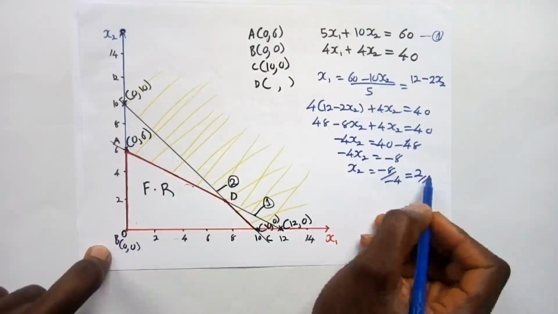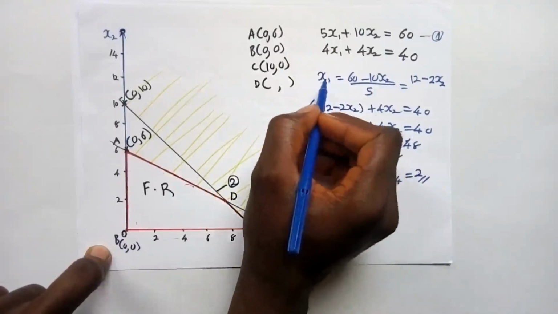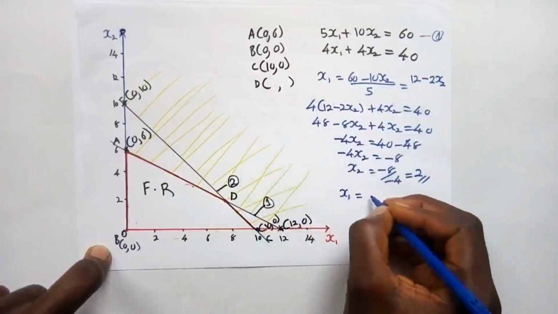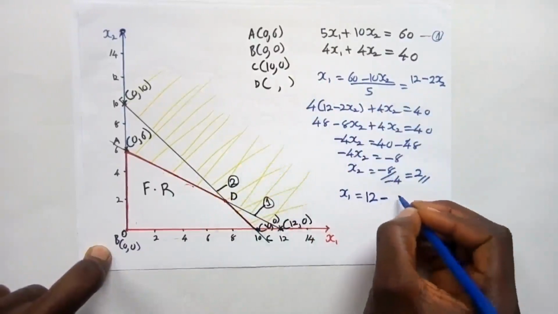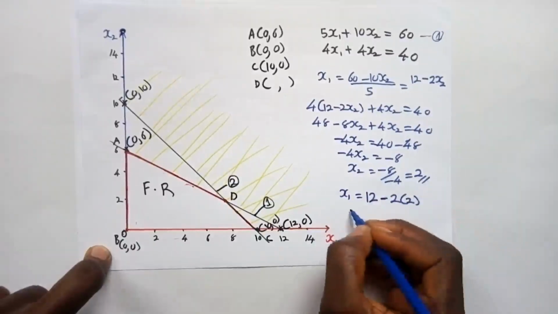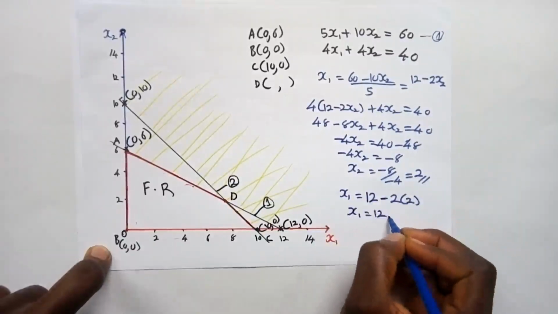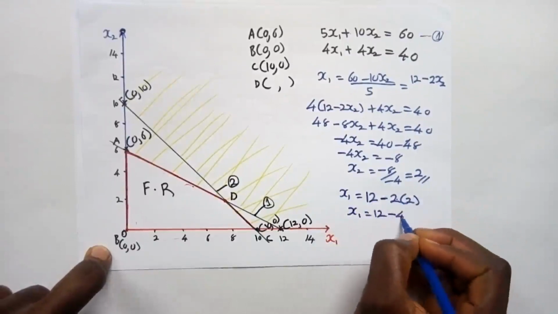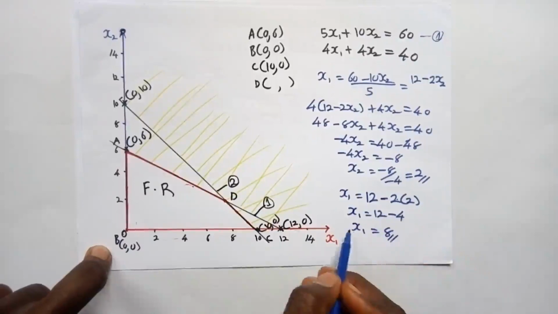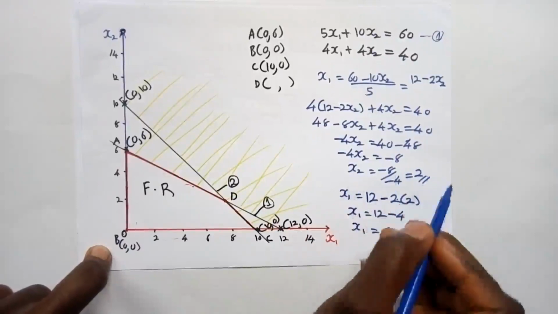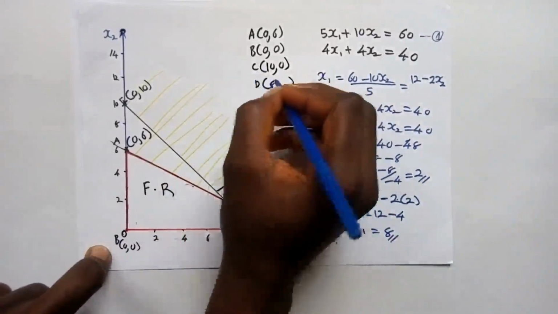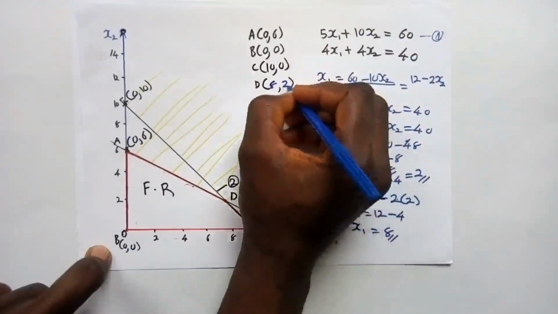So when S2 is equal to 2, we want to find S1. We know that S1 is equal to 12 minus 2S2. S2 is equal to 2. So S1 is equal to 12 minus 2 multiplied by 2, which gives us 12 minus 4, S1 is equal to 8. So when S1 is equal to 8, S2 is equal to 2.